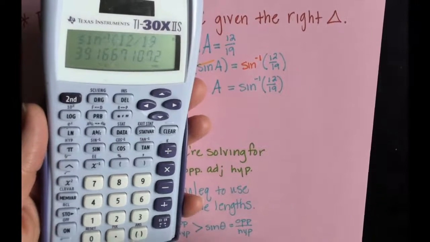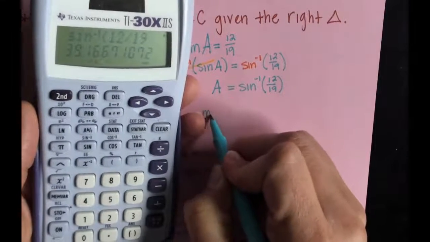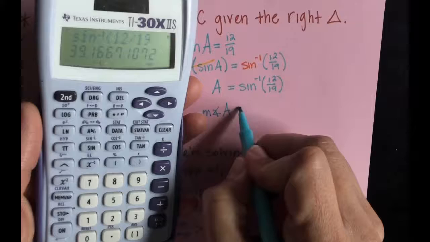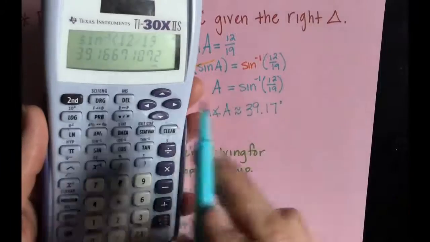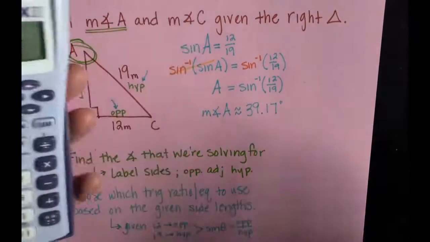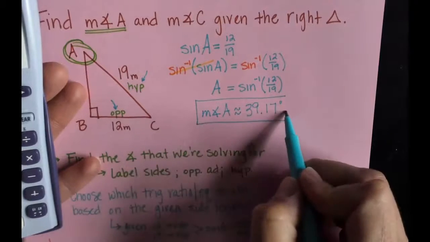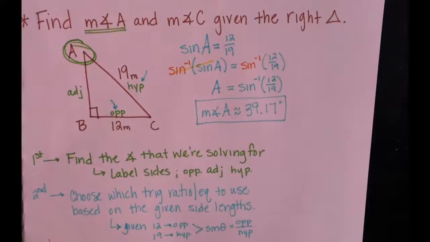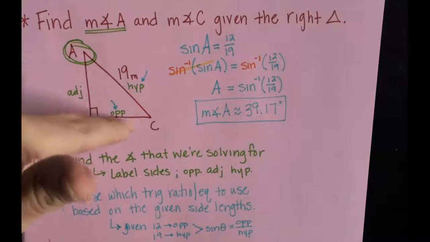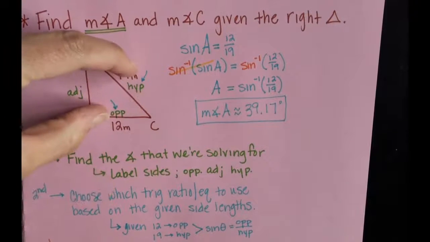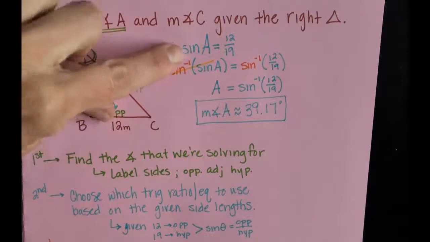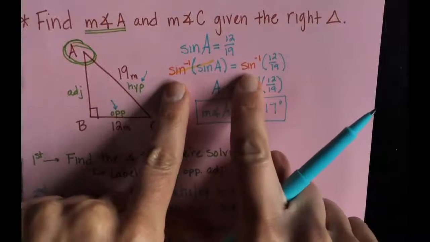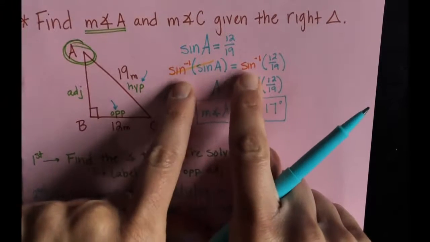And now what we actually found was the measure of angle A. So the measure of angle A is about 39.17 degrees, because we have to round up. So again, I wrote out all the steps, but it all starts the same way. Find the angle you're talking about, label the sides, choose which one of our equations we are forced to use because of the two given values, which was sine. The only new part now was to undo sine to solve for A. We have to do the opposite operation.